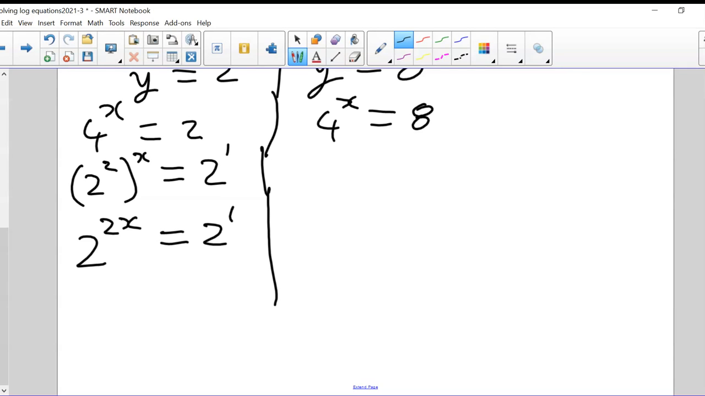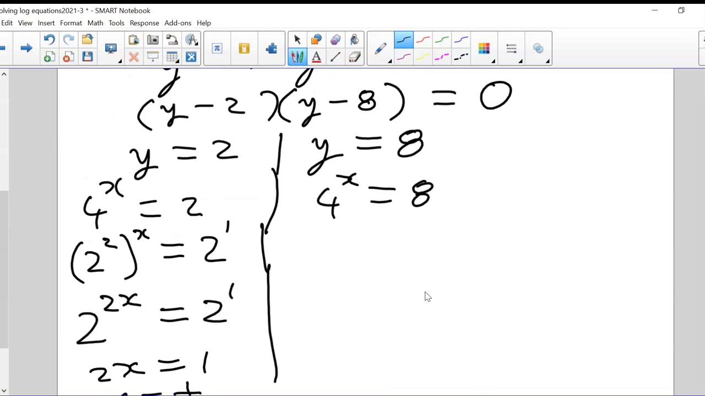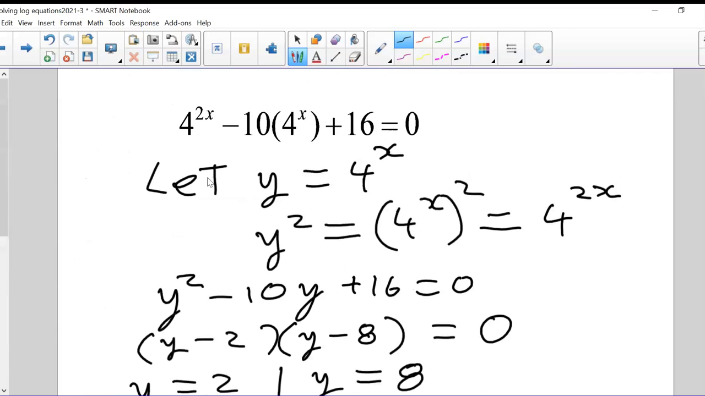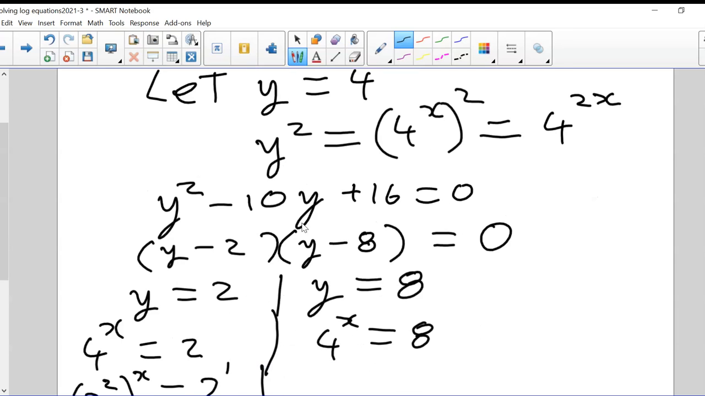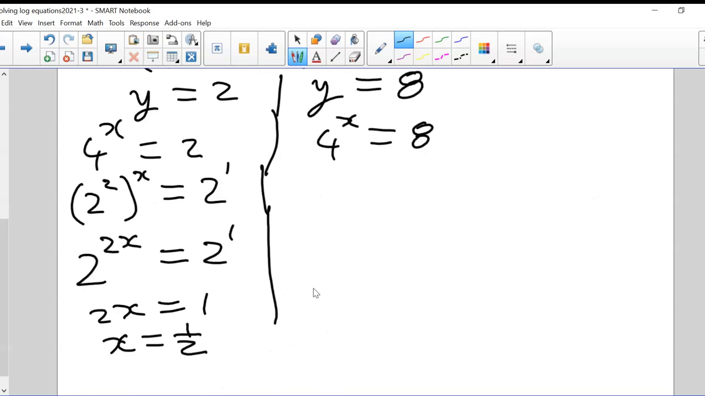Now, here's where we get to the point that's similar to what we had before. Because now I can say, okay, that means that 2x is equal to 1. I don't need that base of 2 anymore. And therefore, x is equal to a half. You don't get extraneous roots when we're doing these kinds of questions. So this is exponential. You get extraneous roots with log equations, but not with an exponential equation. So it looks like we're good to go. But is there another answer?